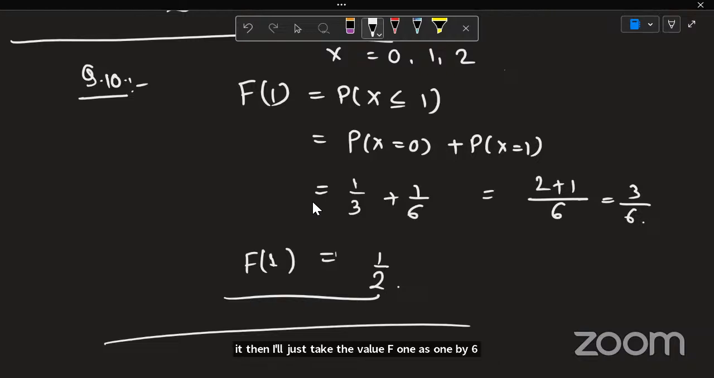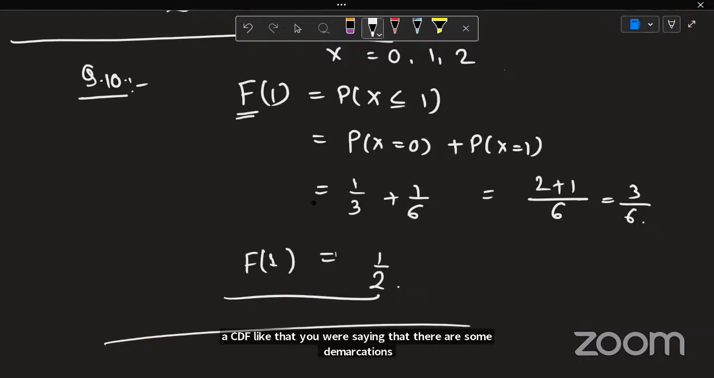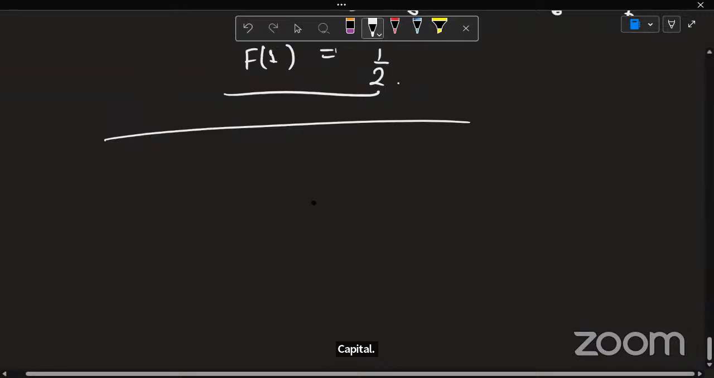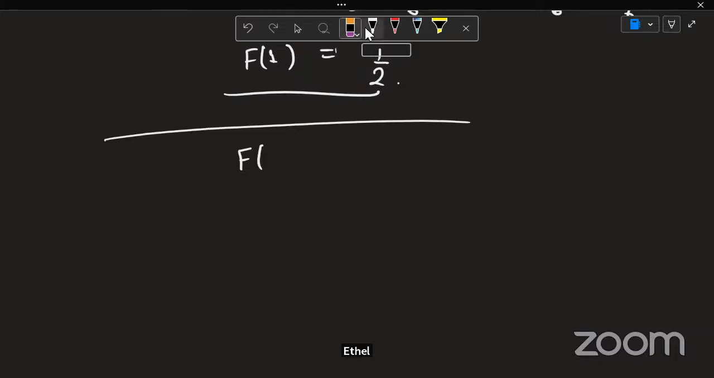No. F of 1 is the CDF, the cumulative distribution function that we have discussed in the last seven to eight sessions. So it is 1 plus 1 by 3 plus 1 by 6. Just give me a minute. How do you find that this has to be a CDF? Are there some demarcations for it? Capital F is a standard notation. If they change it, they will mention that it is a CDF. See, what is CDF? Cumulative distribution function. Yes, that I know. Okay, then you know it. It's fine. But this f of 1, I have to do it.